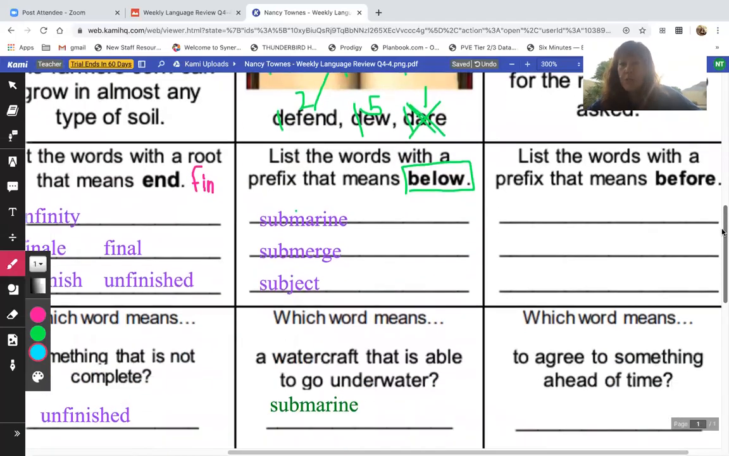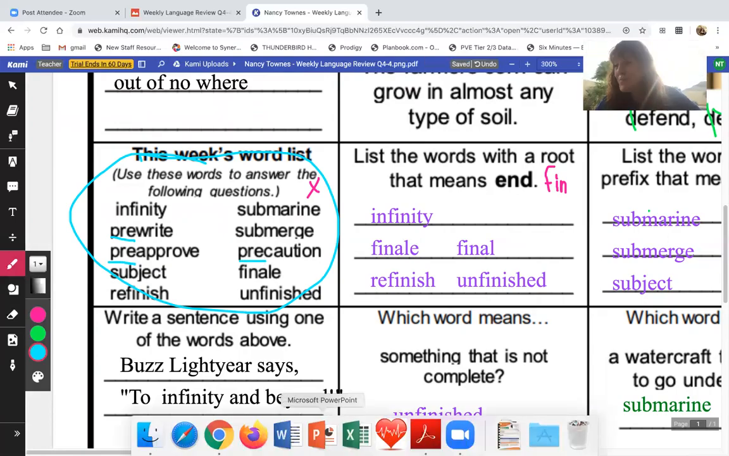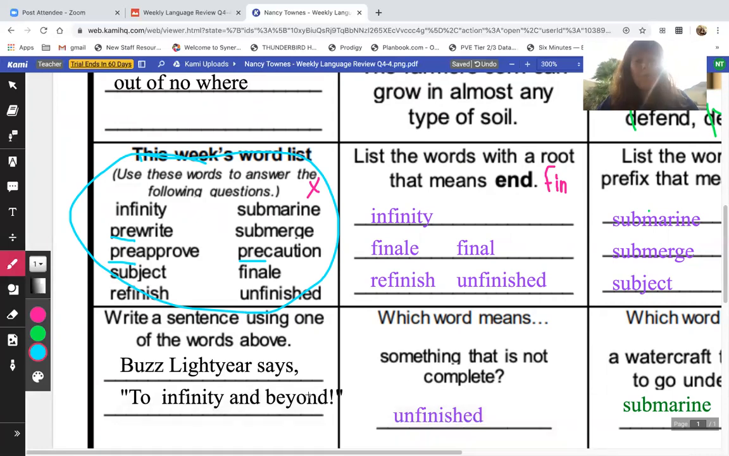Last one, list words with a prefix that means before. So let's go back and look at our word list. Here's our list. Which ones mean before? Oh, I remember we learned a while ago that pre is the prefix that means before, just like prefix, the thing that comes before the rest of the word. So pre-write, pre-approve, and precaution.